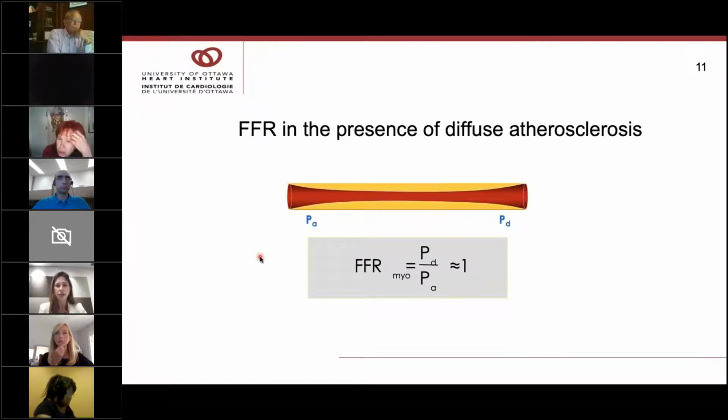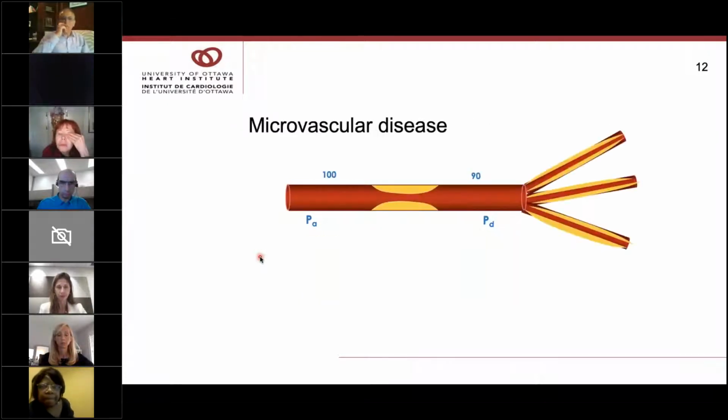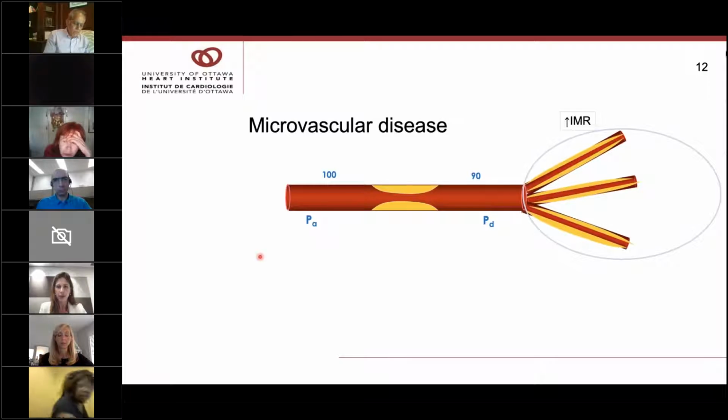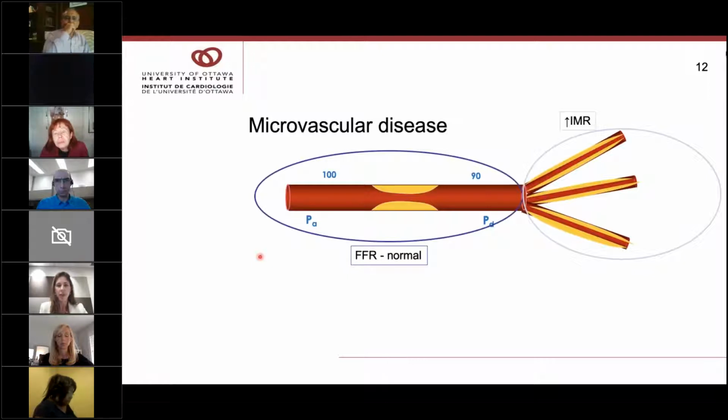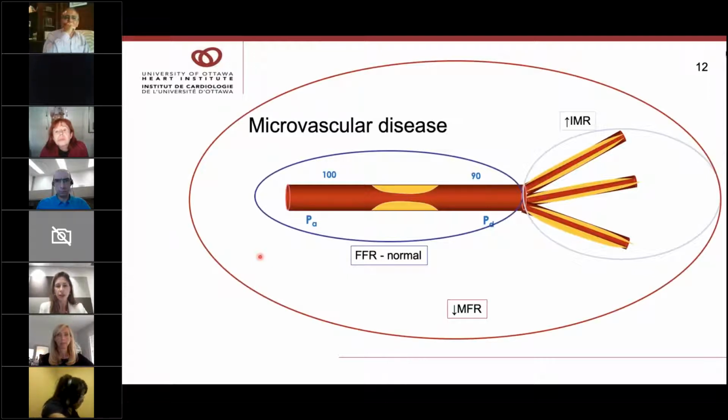However, when you have diffuse atherosclerosis, the pressure distal to the lesion will be very similar to the pressure proximal, and FFR will be nearly normal. So this is what's happening when you have microvascular disease and diffuse atherosclerosis in the microvasculature: the index of microcirculatory resistance will increase in this region, and the pressure proximal to the microvasculature will increase as well, and you will not have this drop in pressure as you have normally, and the FFR will be normal as well. However, when you calculate the myocardial flow reserve, it will be reduced.